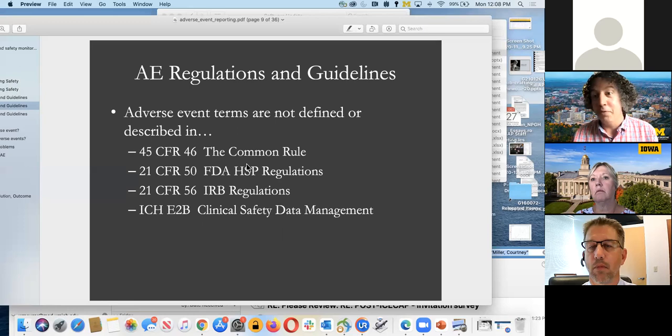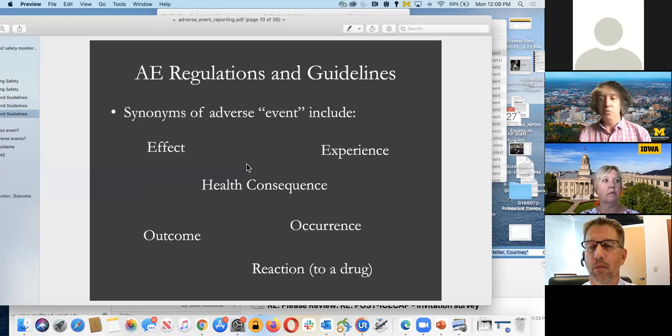Here's some places where they don't talk about adverse events, but that are actually pretty important things, like the regulations that govern IRBs, for example. So they don't really describe what this process should be there. Even though it's not unusual for early phase trials for an IRB to be the sort of primary reviewing entity for adverse events. So here are some synonyms. An adverse event could include an effect, an experience, a health consequence, an outcome or occurrence, or perhaps a reaction to a drug or vaccine.